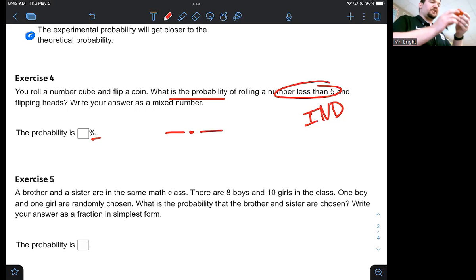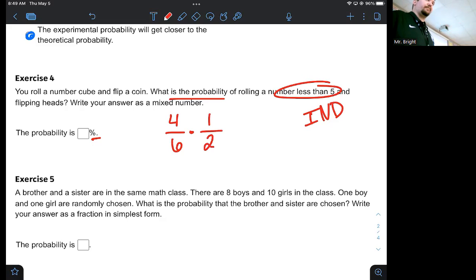How many of the numbers on this number cube are less than 5, Hannah? What are they? 1, 2, 3, and 4. Exactly. So you have a 4 out of what chance? Or 6 numbers. You have a 4 out of 6 chance of getting a number that's less than 5, getting a 1, 2, 3, or 4. What about flipping heads on the coin? 1/2. That's it. This is compound probability.